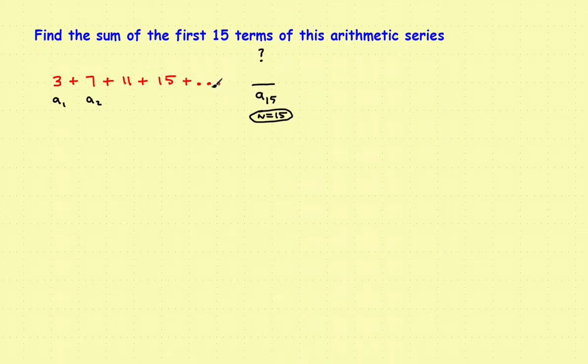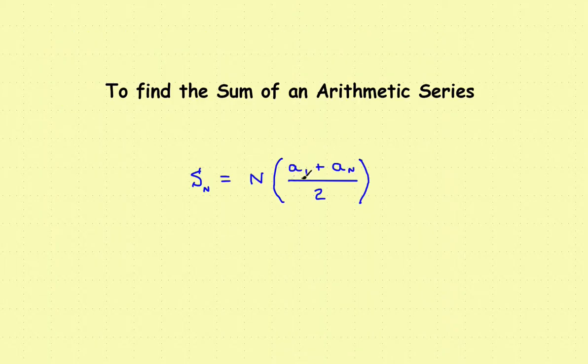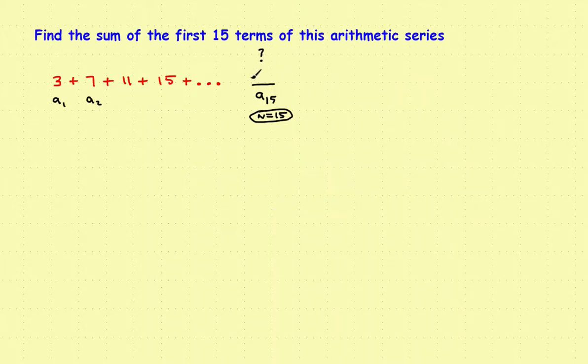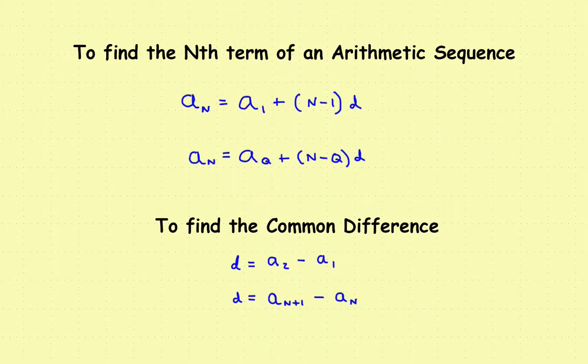Okay, so to find the sum, let's go back to the formula. You need the first term, and you need the nth term, which in this case would be the 15th term. But you've got a problem in that you don't know what the 15th term is. So let's go back to our drawing. We need to find the 15th term. So to solve this problem, the first thing you're going to have to do is figure out what a sub 15 is.